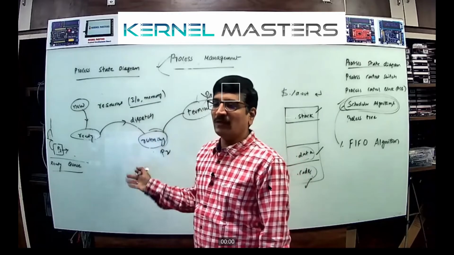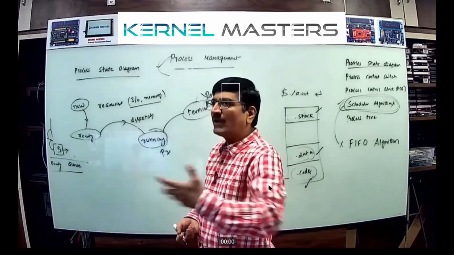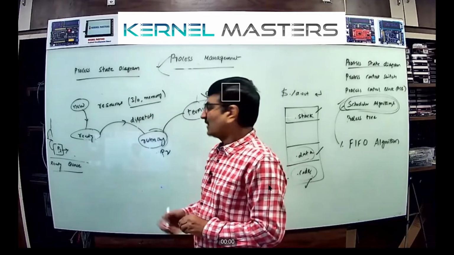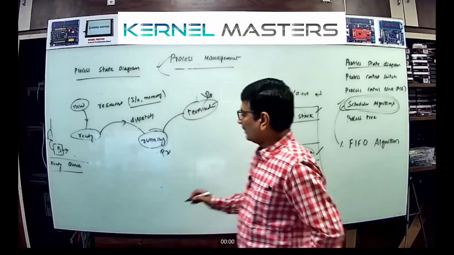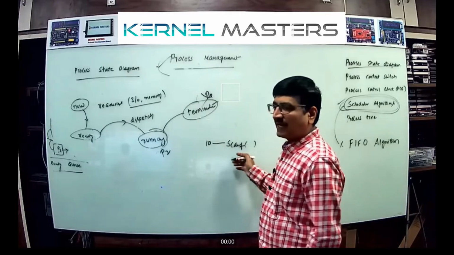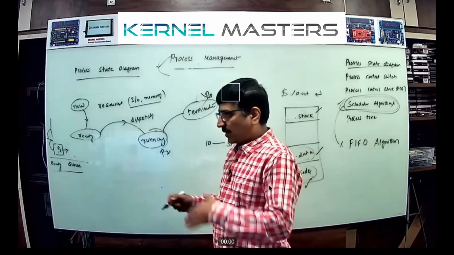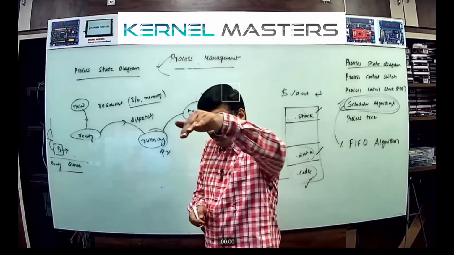What happens here? For example, if any process is waiting for some IO event. For example, in the P2 program, at line number 10, it invokes scanf, the read. The meaning of scanf is that process 2 is waiting for an IO event. Scanf is waiting for an IO event.